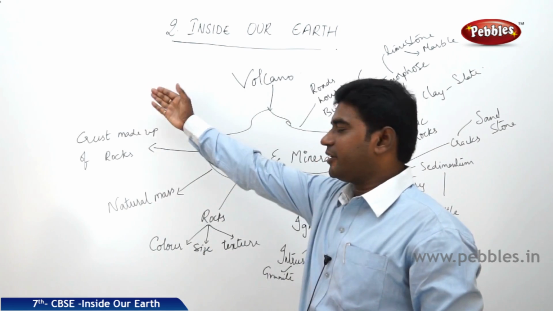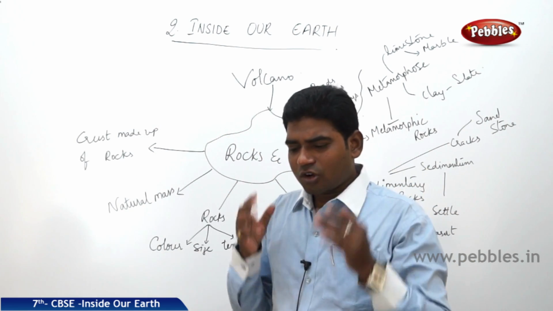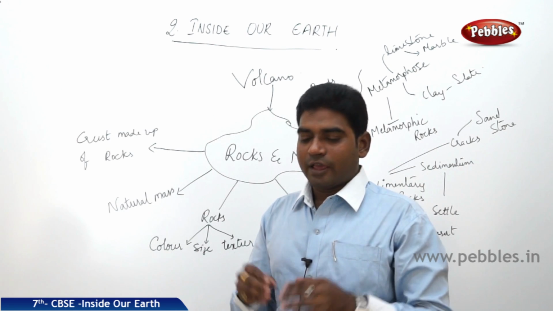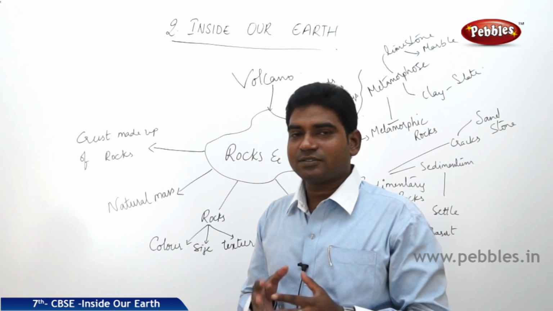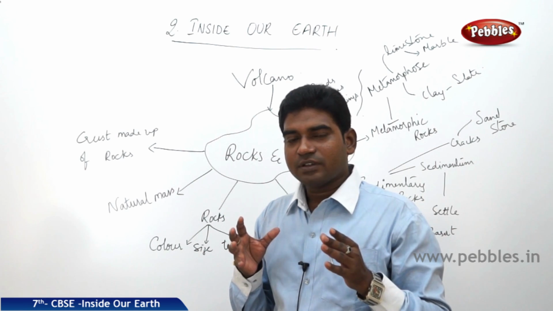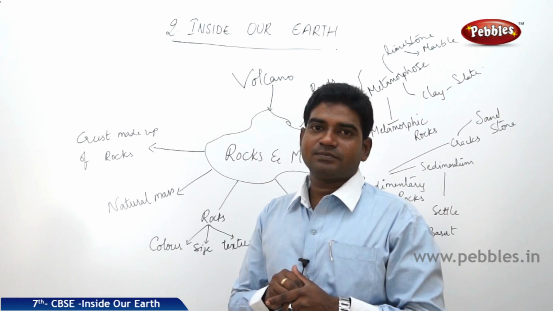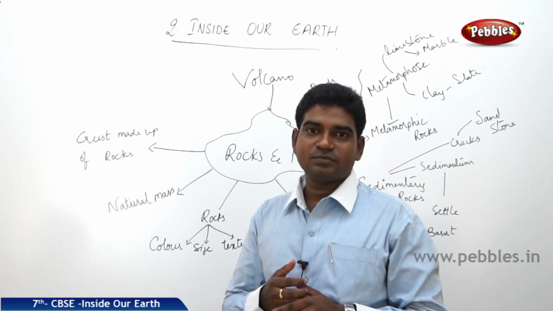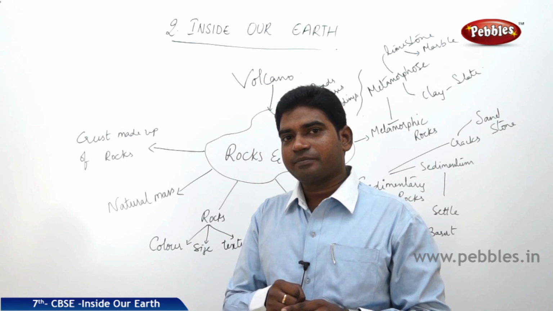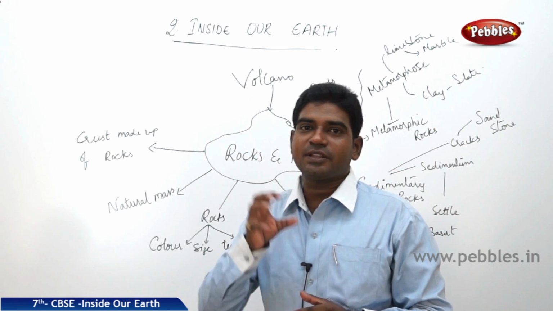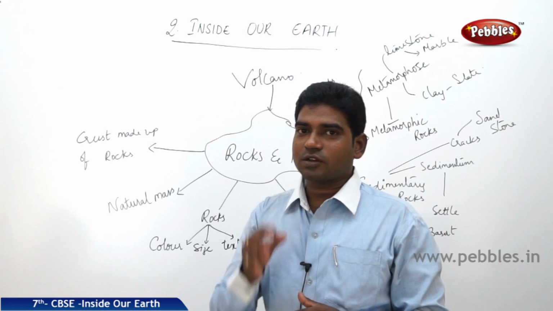There are different types of rocks. What is a rock actually? A rock is a natural mass. It's a combination of minerals. It's a combination of things which happen naturally, where no one can create a rock. Different kinds of salts and minerals coming together and becoming a hardened substance is known as a rock.